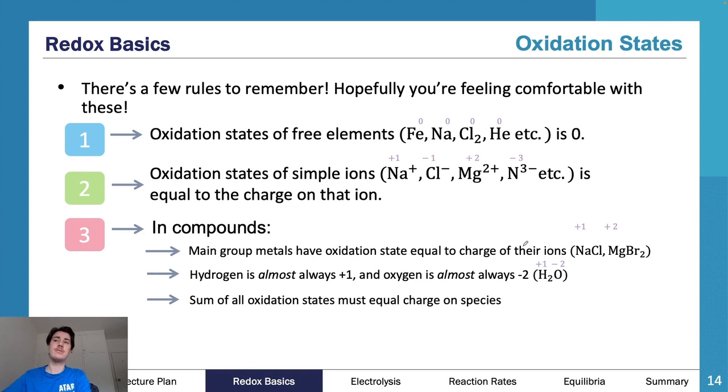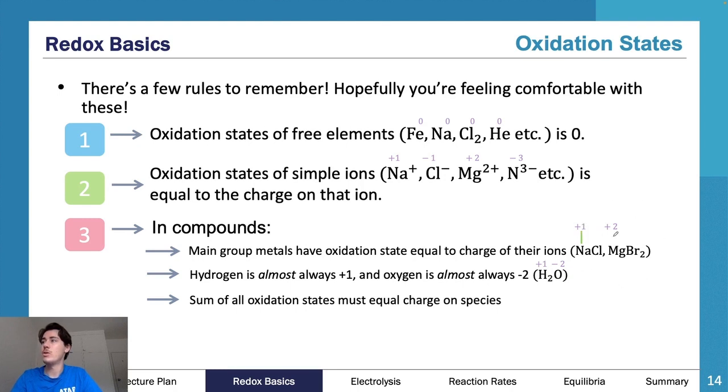In compounds, there are a few different rules. It's really important to understand that the main group metals, and the ions of those metals, are usually what takes precedence. So the metals are usually at the front. If we look at something like sodium chloride, the sodium is the metal, therefore the sodium is going to keep the +1. As you can see here, this is the +1.